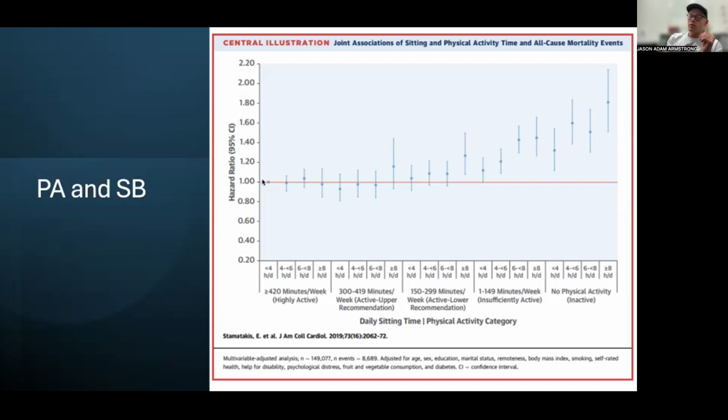So compared to that group, how much risk do I have for mortality? And they looked at different sedentary categories, so less than 4, 4 to 6, 6 to 8, and greater than 8. And they also looked at different physical activity categories: greater than 420, 300 to 420, 150 to 300, 100 to 150, and then no physical activity. So I do want you to take a minute, go through this, and figure out what the patterns are. And I'm going to run you through just a couple.